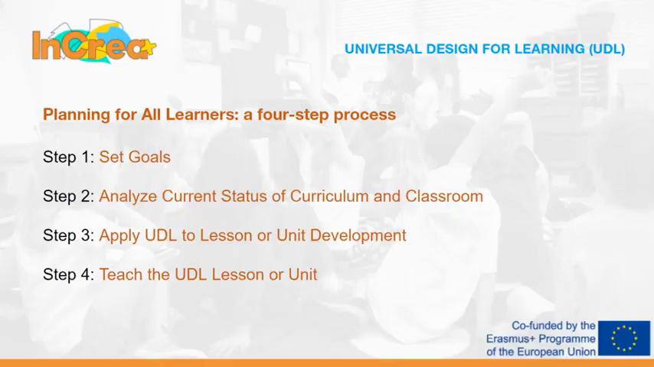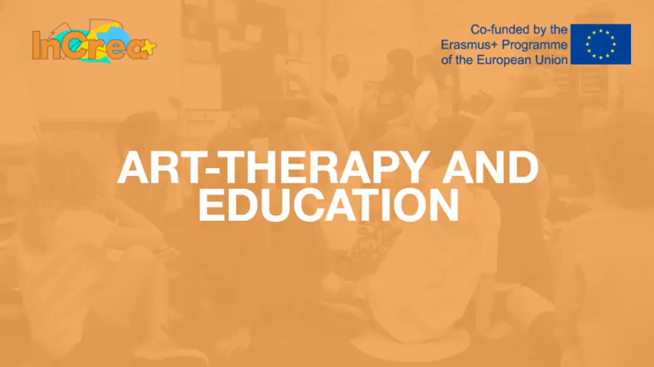Planning for all learners can be a challenge, but with this 4-step process we can ensure everyone is catered for. It involves setting appropriate goals for all students, analyzing the current status of the curriculum in the classroom to identify learning barriers, applying UDL to lessons to maximize learning, and finally teaching the UDL lessons and revising them as required. The last topic of this lesson will focus on art therapy in education.